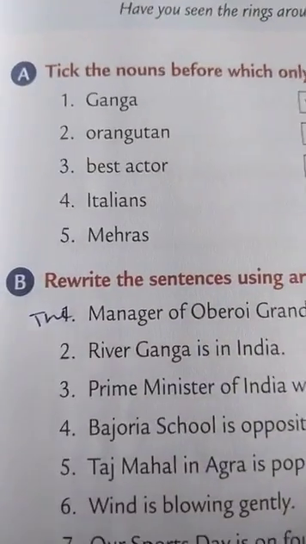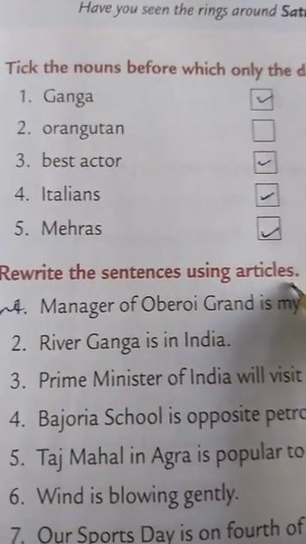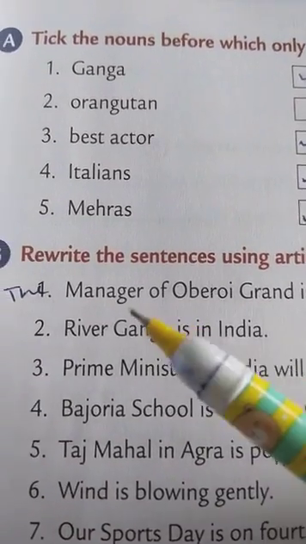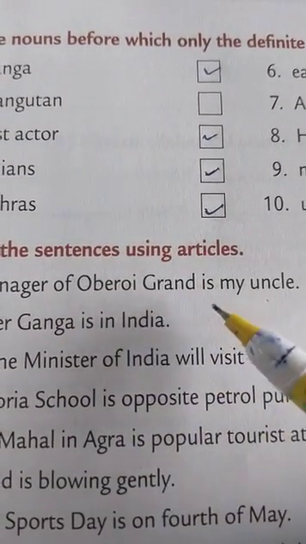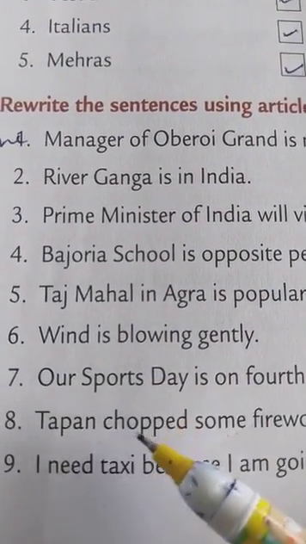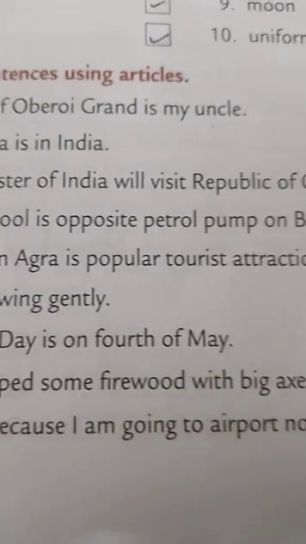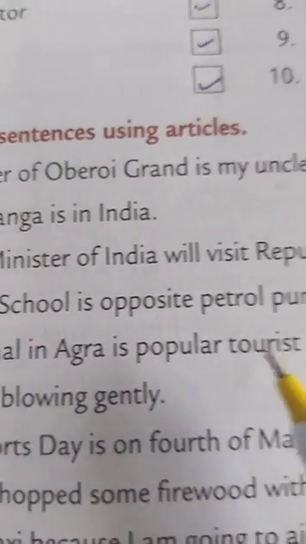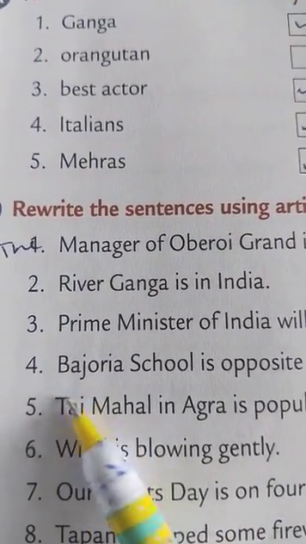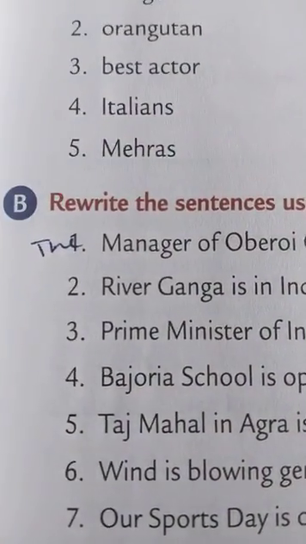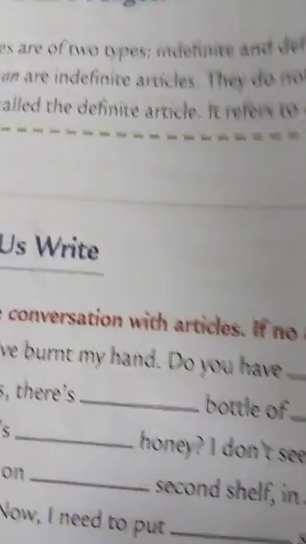Okay. Now see another question. Rewrite the sentences using articles. So we have to rewrite the given sentences by using articles. The manager of Oberoi Grand is my uncle. Then see a few more examples. The Taj Mahal in Agra is a popular tourist attraction. So we have to put article the before Taj Mahal. Okay. So in the same way, children, you will do this whole question and question number C also.